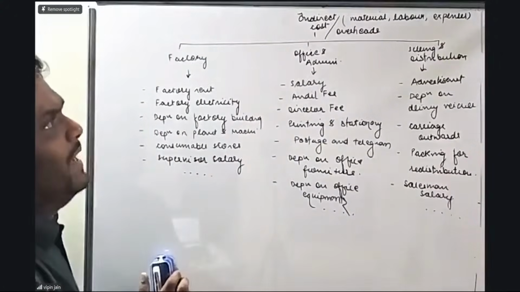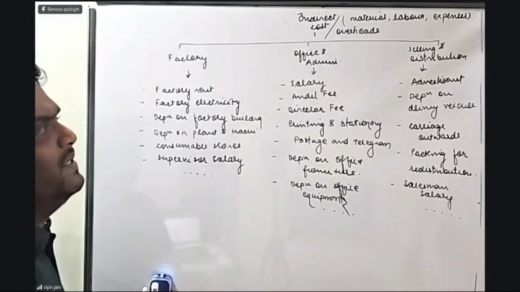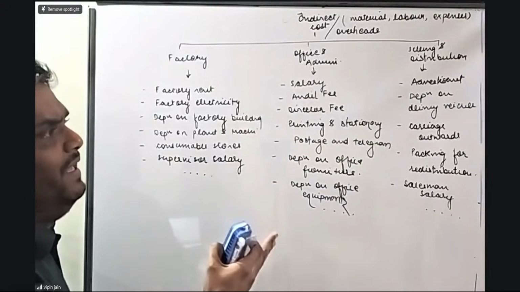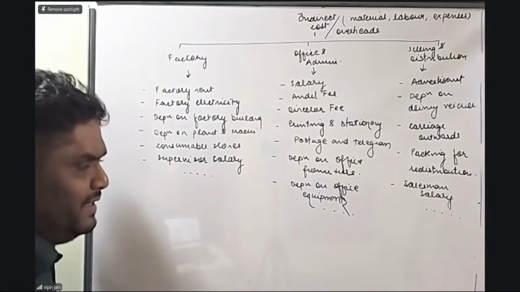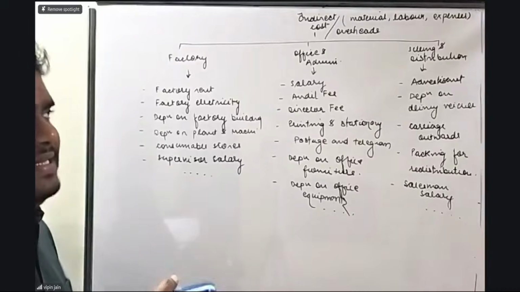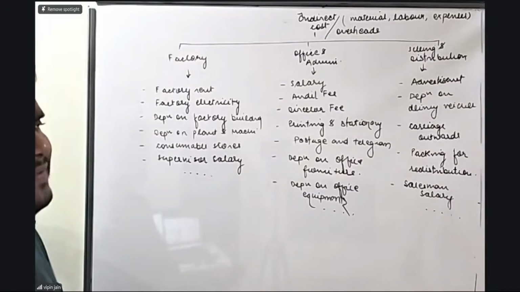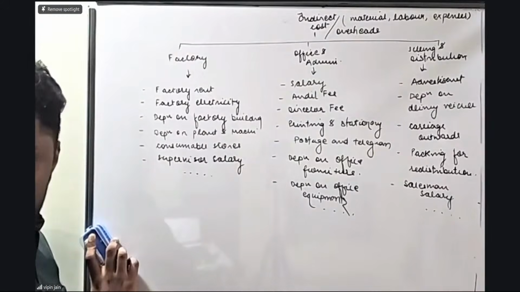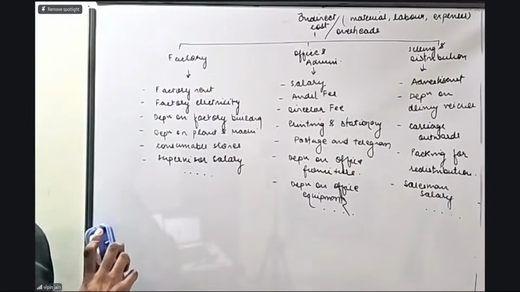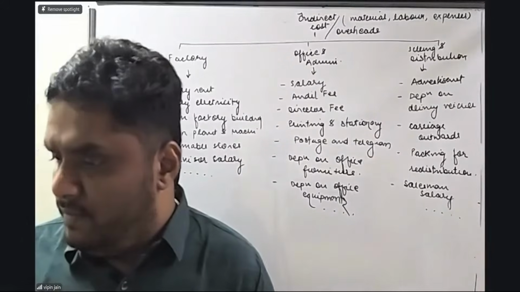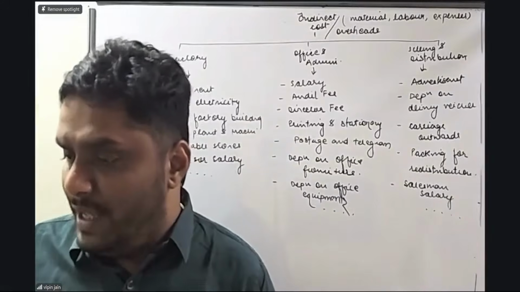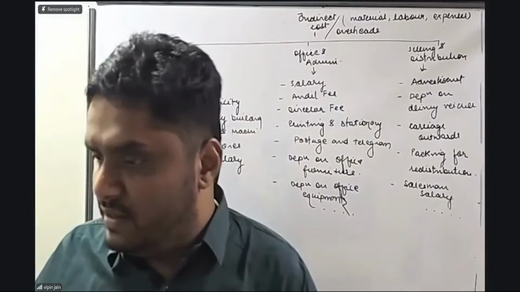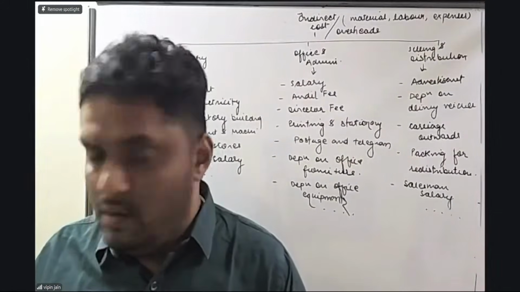So these are a few examples of the costs that are incurred at the factory, office and administration, and selling and distribution. You can take a screenshot also. I mean, the list is available in the study material. Perfect, everyone. I'm going to ask you many questions, students.